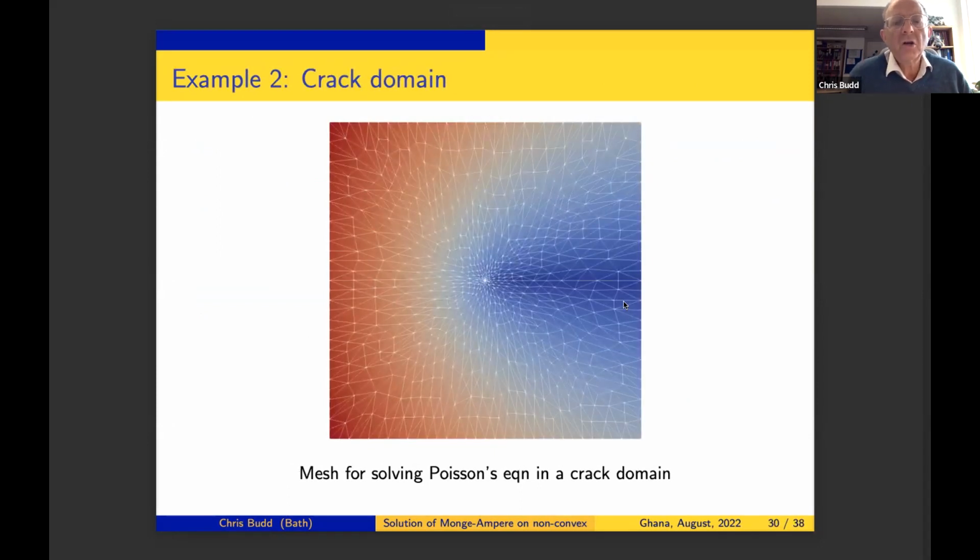Here's the same mesh for a crack domain, where you actually have alpha as 2 pi. It's really a very hard problem, and yet the method naturally goes in and produces the mesh, so that's absolutely fine. So those are the meshes that we get. We'll have a quick look at the errors of those in a minute.